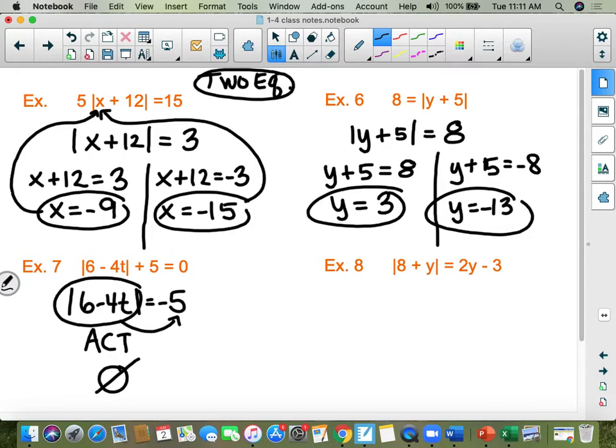And now the last one. I'm not going to worry about it. This is not going to be on the test. So if you know how to do those first two problems, I'm just going to write the steps.